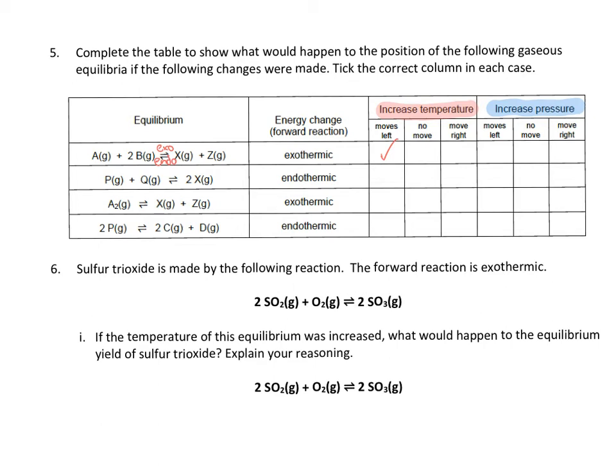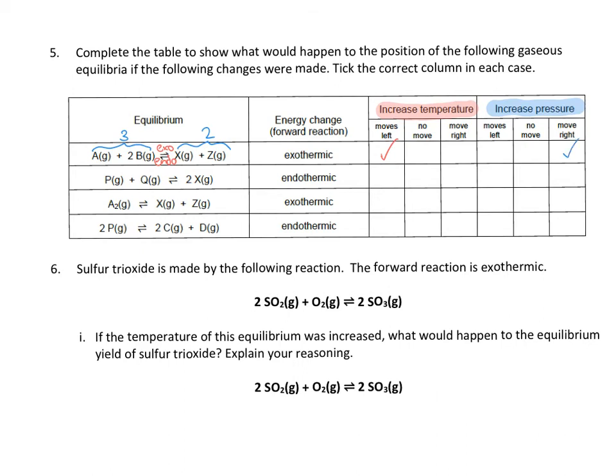If we now look at pressure, the thing that we've got to consider is how many moles we have on each side of that reaction equation. So we can see we've got 3 moles on the left, 2 moles on the right. Increasing the pressure shifts to the side with the fewest moles. So in this example, it's going to shift to the right.